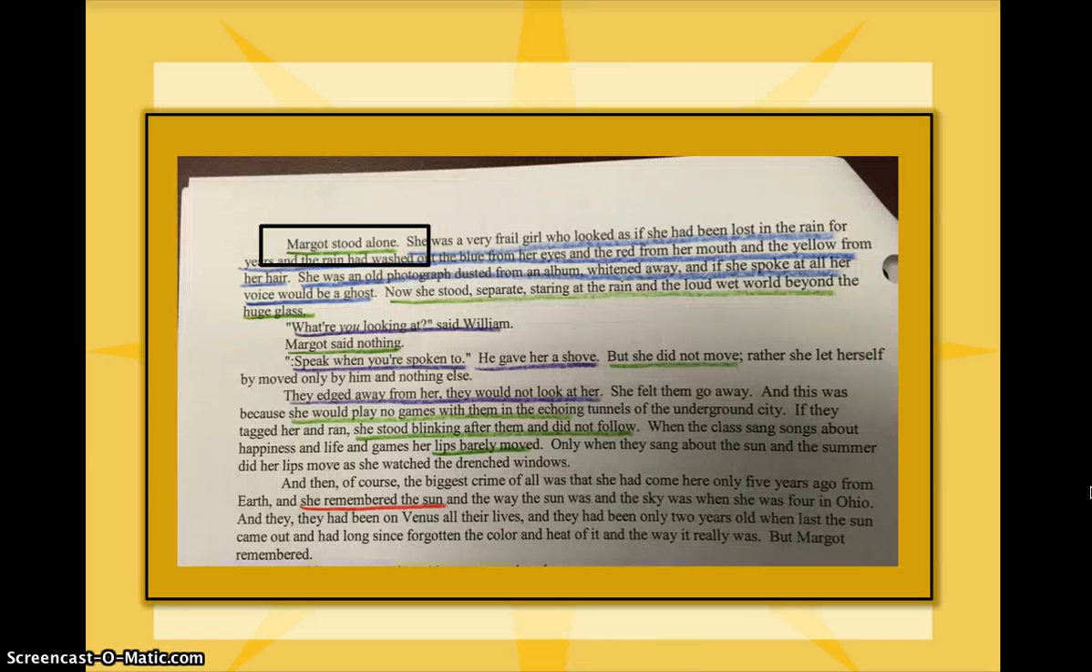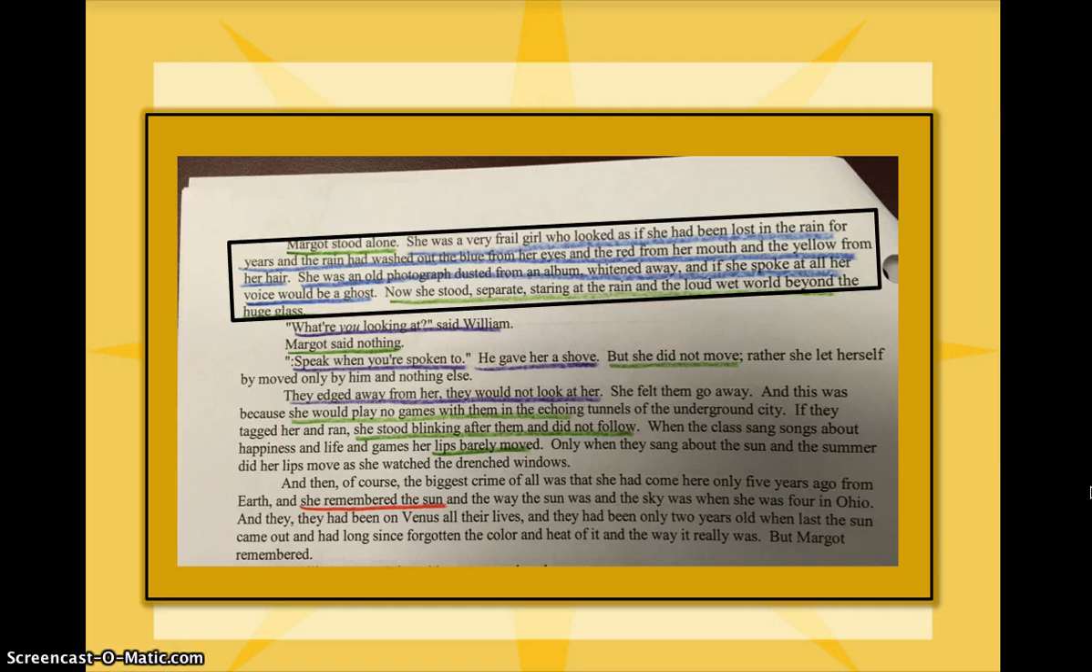Here's another place where Margot stands alone. That must be really important for us to understand, that she's a loner, since Ray Bradbury mentioned it to us twice. But let's look a little deeper at this paragraph. This next part reveals even more about her because it describes how she looks, which is why it's underlined in blue, because it's showing a description.